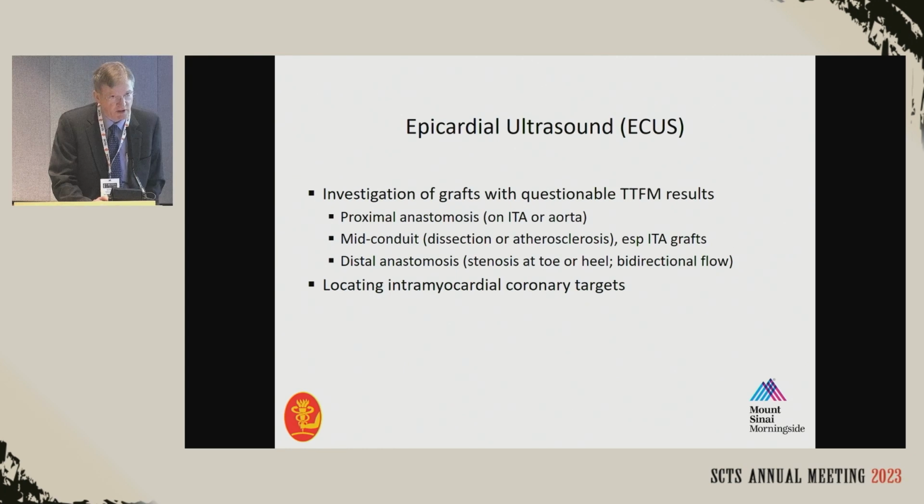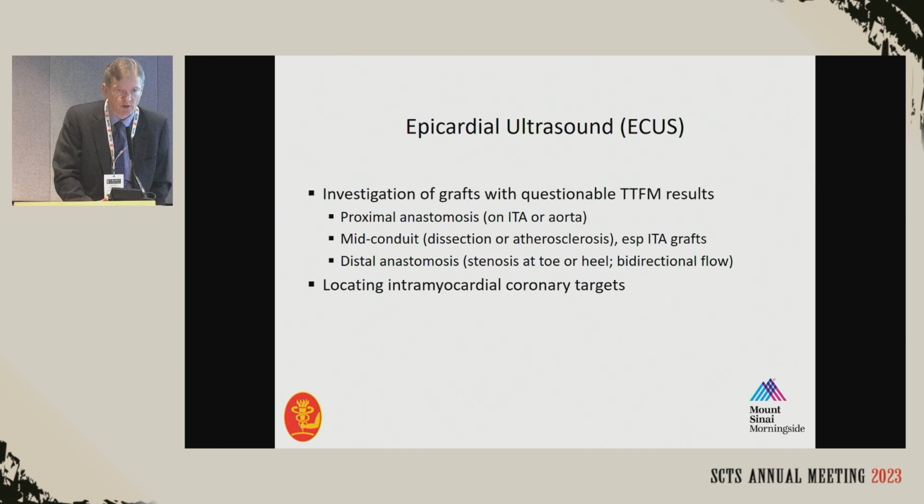ITA grafts harvested in skeletonized fashion by trainees aren't always perfect. That little purple area may be hiding a small dissection flap. That can be transected, resected, and reanastomosed. Locating intramyocardial coronary targets, or of course the distal anastomosis, may be the culprit as well.